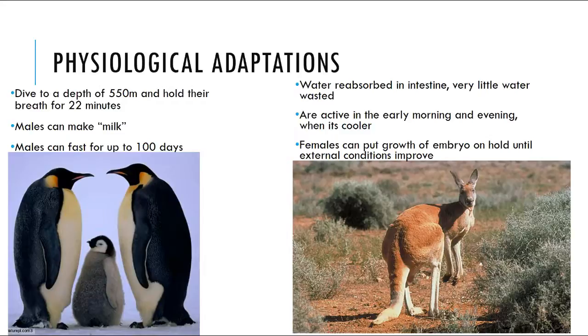Another really interesting physiological adaptation is that females can put the growth of an embryo on hold until the external conditions improve. So if the environment is really harsh and there isn't a lot of food around, the female red kangaroo can actually stop the growth of the embryo until the food or the water becomes more available. So that's a very interesting physiological adaptation.